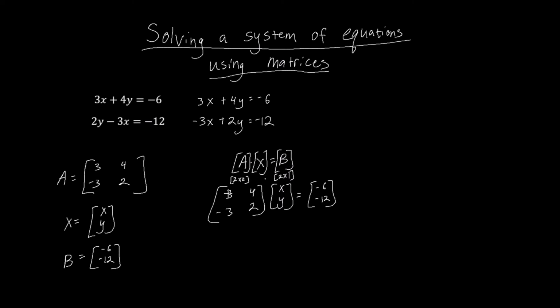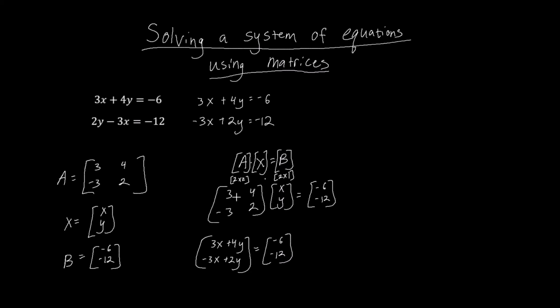So I'm going to do that matrix multiplication. 3 times X plus 4 times Y. And then down here, we'd have negative 3 times X plus 2 times Y equals negative 6, negative 12. And you'll see that when we break it into these 3 different matrices, it actually creates those original equations back. So we're not doing anything fancy, we're not really changing it, we're just making it look a little bit different so that we can do things with it.